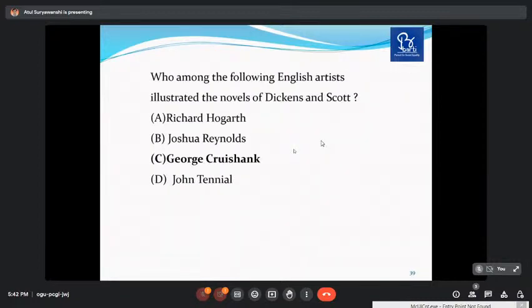Next question in the series. Who among the following English artists illustrated the novels of Dickens and Walter Scott? Is it William Hogarth, Joshua Reynolds, George Cruikshank, or John Tenniel? The answer is C, George Cruikshank, the English artist who illustrated the novels of Charles Dickens and Walter Scott.